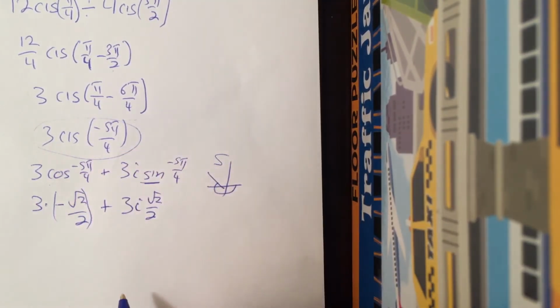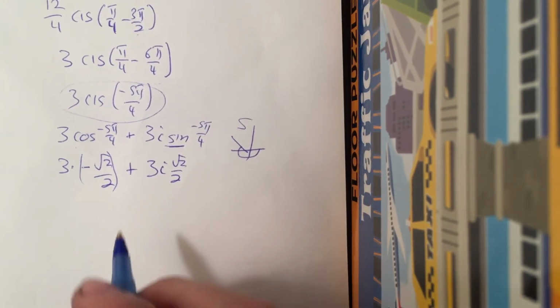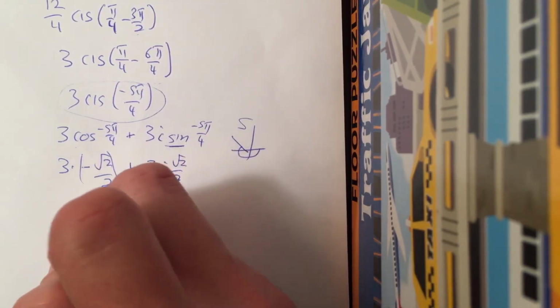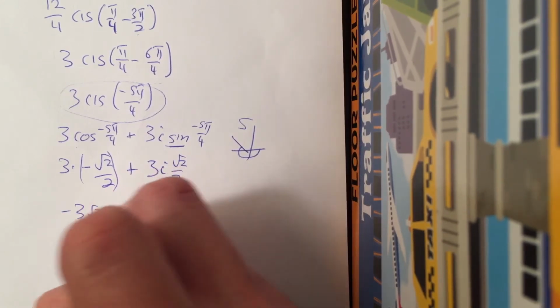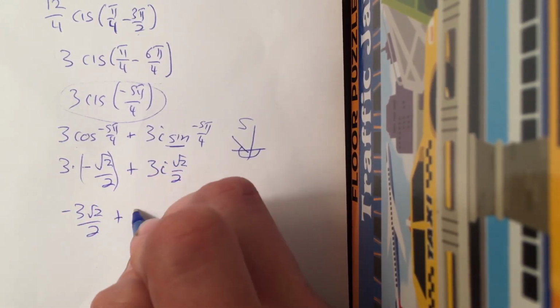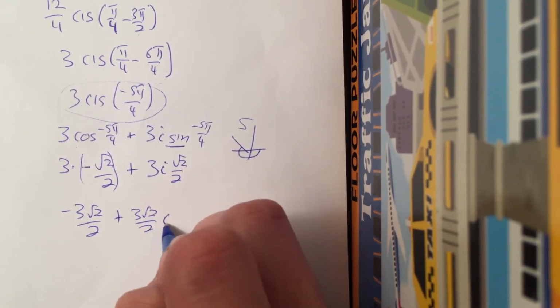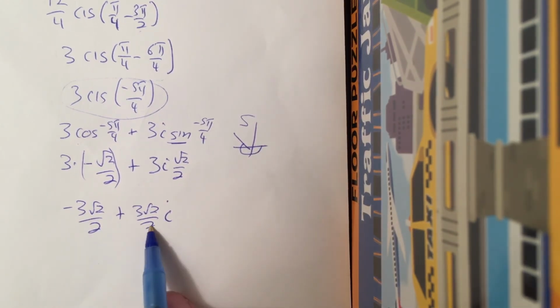So let's go ahead and seal the deal here by multiplying out. This is negative 3 root 2 over 2 plus 3 root 2 over 2 I. We always want A plus BI form. And that's it.